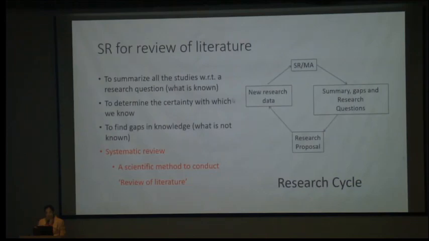A literature review, we all know, has value in summarizing what is known about the topic, determining the certainty with which we know it, and finding gaps. And a systematic review is basically a scientific method to conduct a review of literature. It achieves all of these motives and does it with systematic strategies for searching, selecting, and synthesizing the evidence.